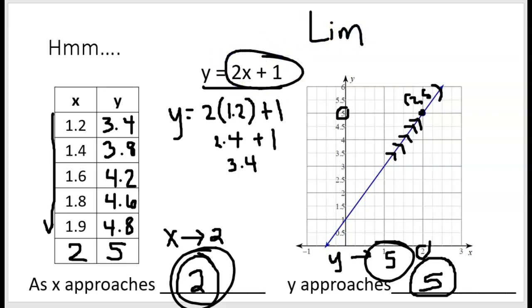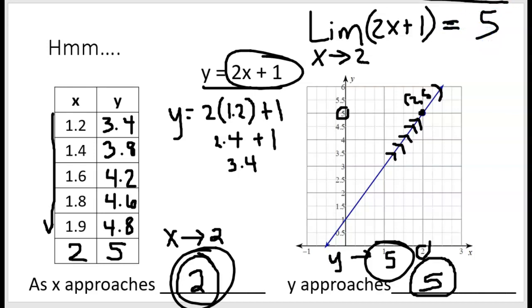What is the limit of 2x plus 1? So we put that right here. What is the limit of 2x plus 1 as x approaches 2? And we put that right there underneath of it. And remember, that's the y value. So in other words, what y value are we approaching? And the answer is 5. And this is what we call limit notation.